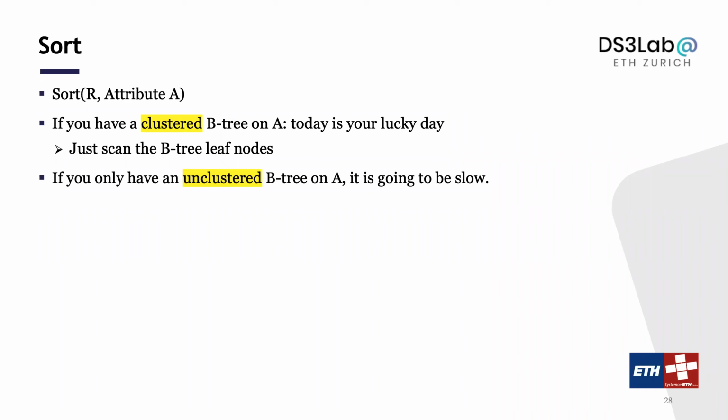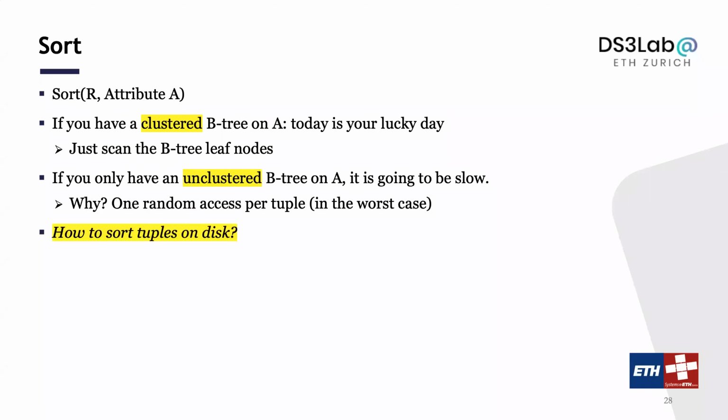So the whole thing will become very, very slow, right? So what is the IO cost if you do this? It's going to be equal to the number of tuples, right? So that is your IO cost. And every single IO is a random access, which is going to be extremely slow. So the fundamental question that we want to understand here is how to sort tuples on disk.